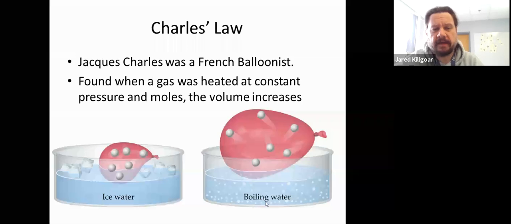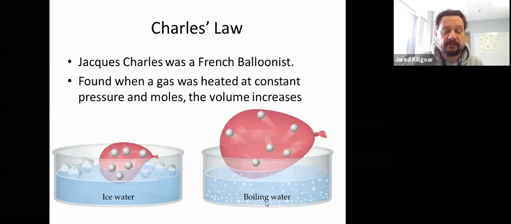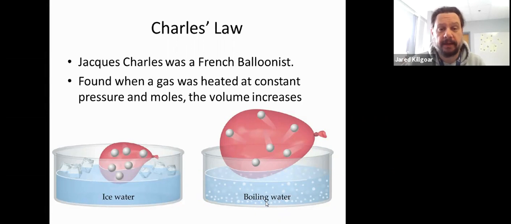Hey guys, so today I'm going to talk a little bit about Charles' law and go over how to do a Charles' law problem. Charles' law deals with effects in changing temperature and volume of an ideal gas at constant moles and pressure. So what we're going to do here is I have a little diagram of a balloon: when you heat up the gas inside, the volume of the balloon expands.